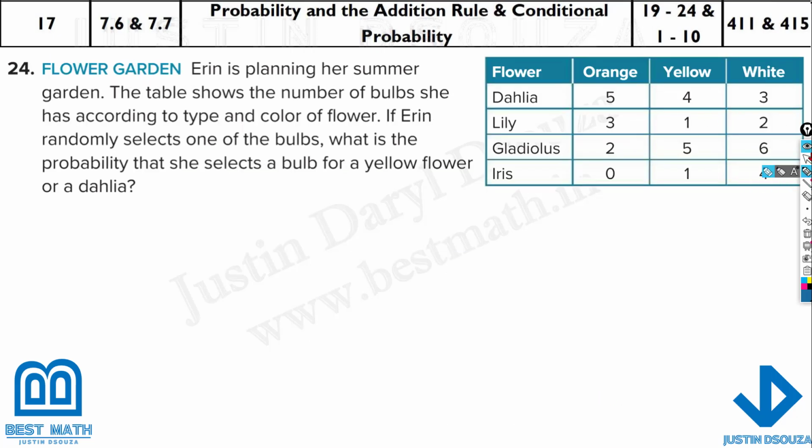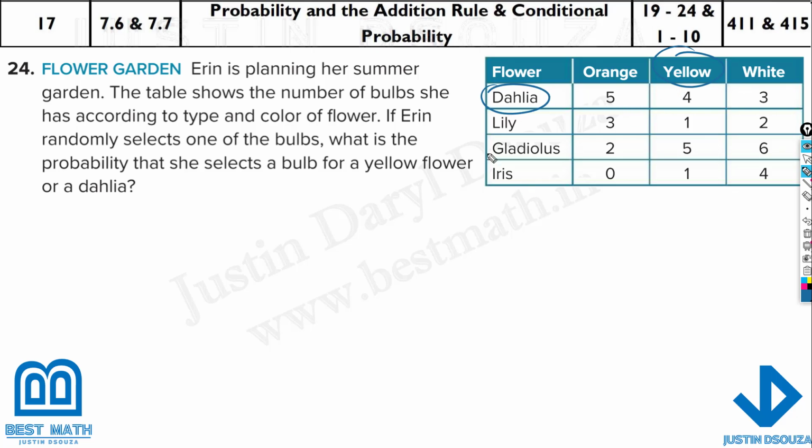Now the similar one again. Erin is planning a summer garden. The table shows the number of bulbs she has according to the type and color of flower. Okay, these are the bulbs, orange, yellow, white, and these are the flowers. What is the probability that she selects a bulb for a yellow flower or dahlia? Okay, yellow and the dahlia.